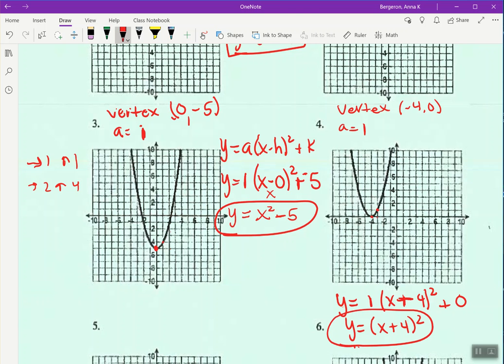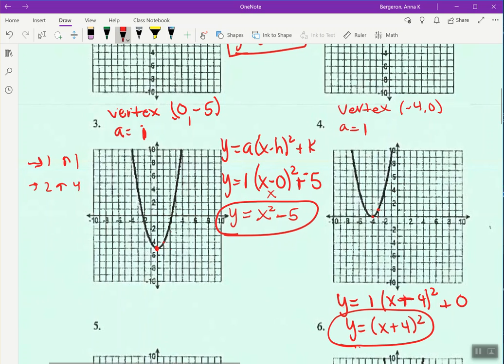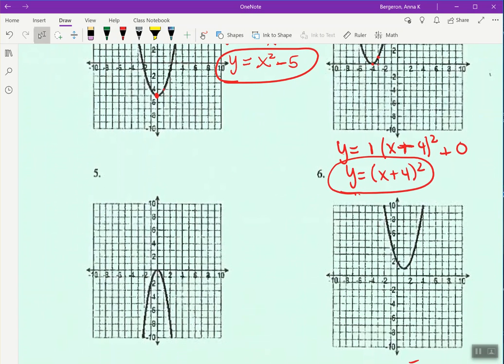All right, so if you want to pause the video and try 5 and 6 on your own, go ahead. If not, we're going to go over those next. So we're doing that same thing. The only difference in number 5 is that the graph is upside down. And if you remember from the notes from last week, if we have a negative a value, that's when our graph flips over. So before I know the value of a, I already know that it has to be negative because my graph is flipped upside down.